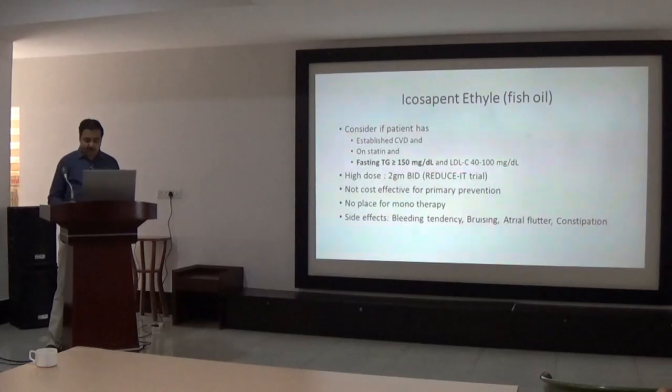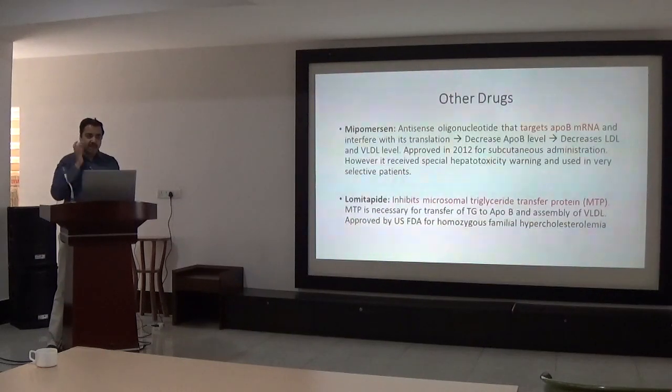Not cost effective for primary prevention, and there is no place for monotherapy. It has to be given in combination with a statin. Side effects are bleeding tendency, bruising, atrial fibrillation, constipation. And these are the newer drugs.